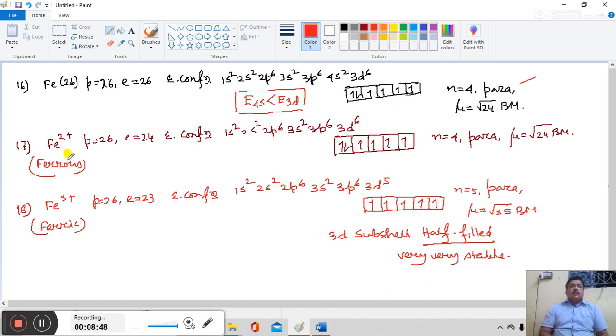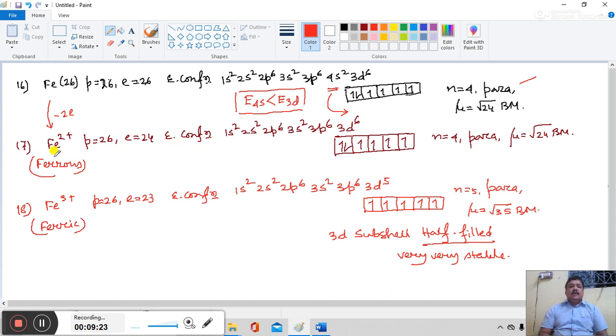Now Fe converts to Fe2+ cation, which is named ferrous cation. It contains 24 electrons. Fe loses 2 electrons from its outermost shell. Now which shell is the outermost one? The 4s shell is the outermost one. It contains 2 electrons. By releasing 2 electrons from the 4s subshell, Fe converts to Fe2+ cation, and its electronic configuration becomes 1s2 2s2 2p6 3s2 3p6 3d6.